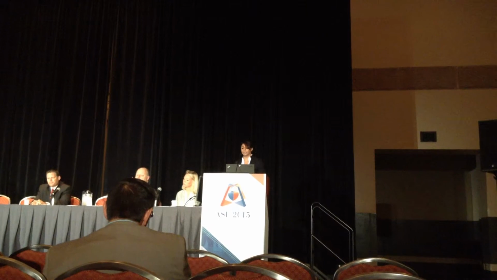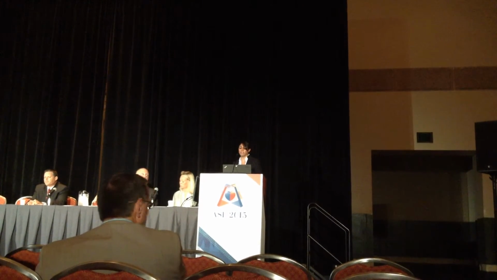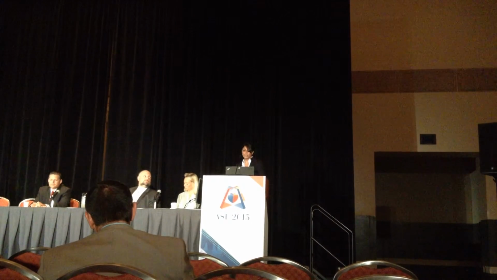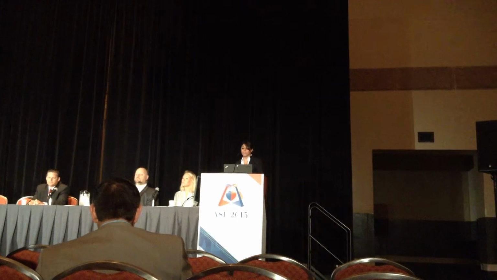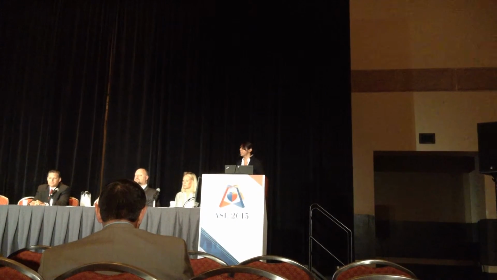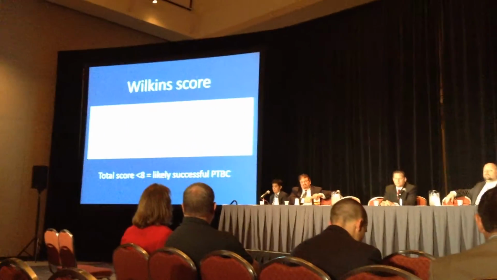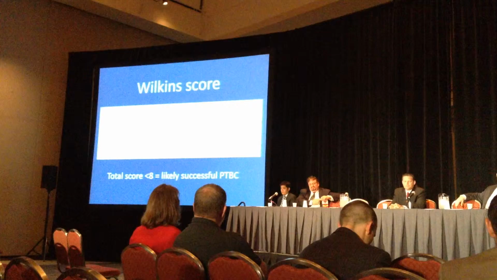So this is the Wilkins score, and this assesses predominantly your anterior mitral leaflet tip. You look at the mobility of the leaflet, you look at the thickening, the calcification, and the subvalvular thickening. And each area is scored out of 4, so a total of 16 marks. If you have a total score of less than 8, then this is likely to be a successful percutaneous commissurotomy.